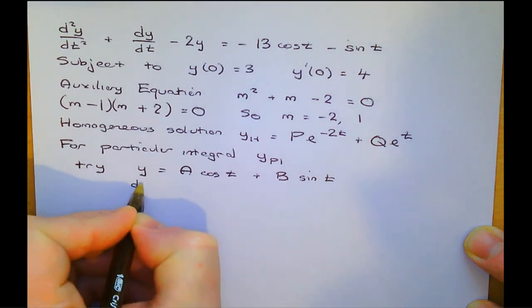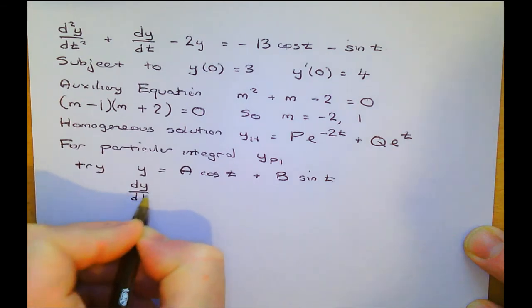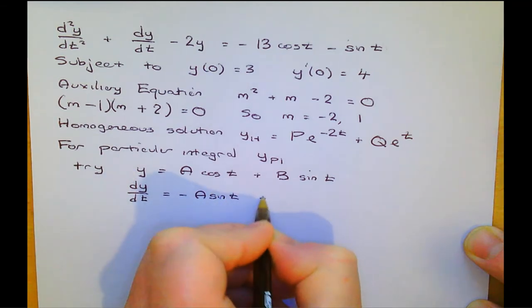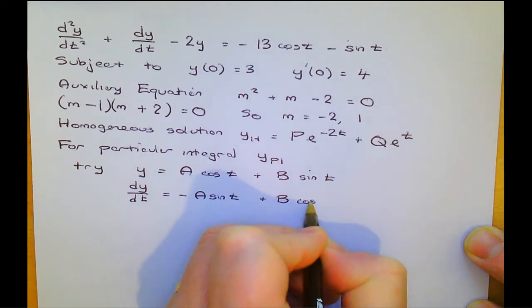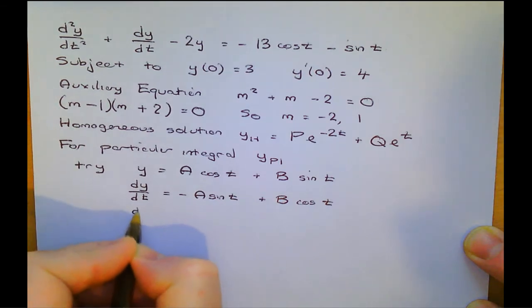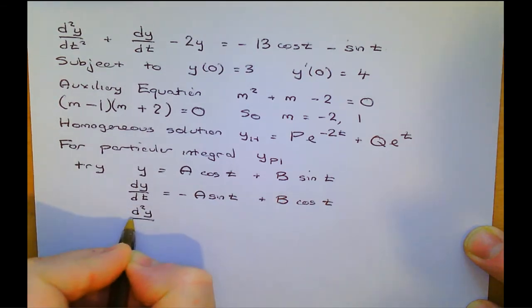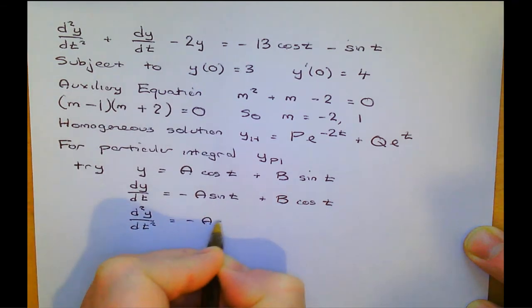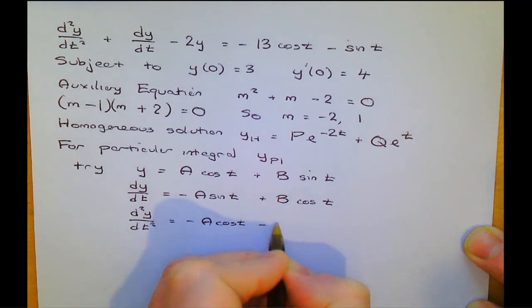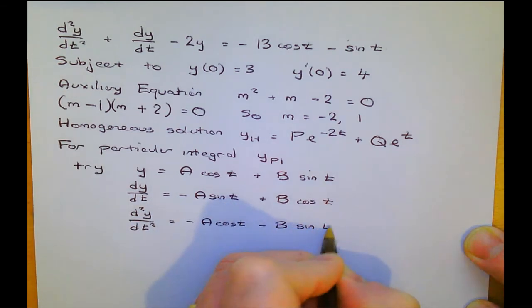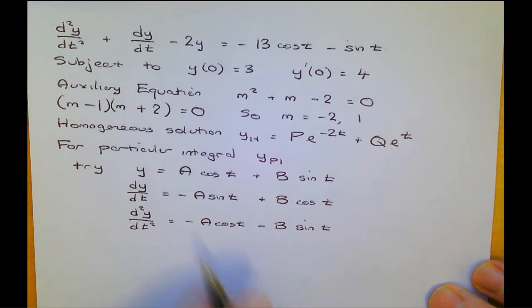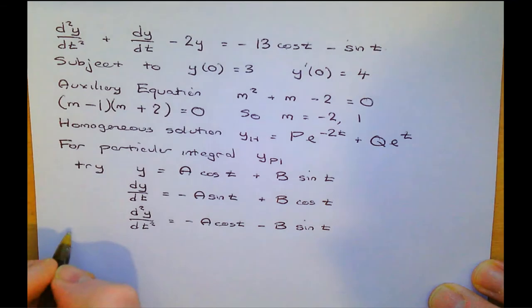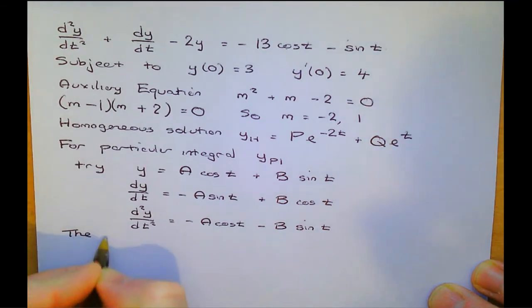We will need the derivative. dy by dt will be minus a sine t plus b cos t and the second derivative, d squared y by dt squared, will be minus a cos t minus b sine t. We put all of this into the original equation. So what happens to the equation?